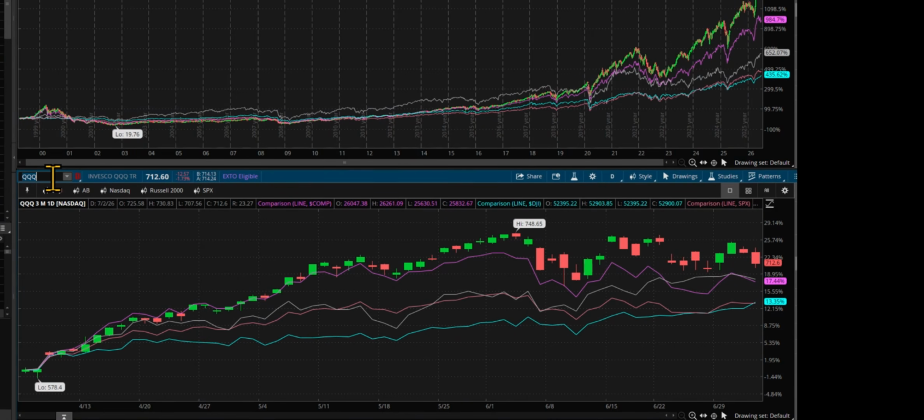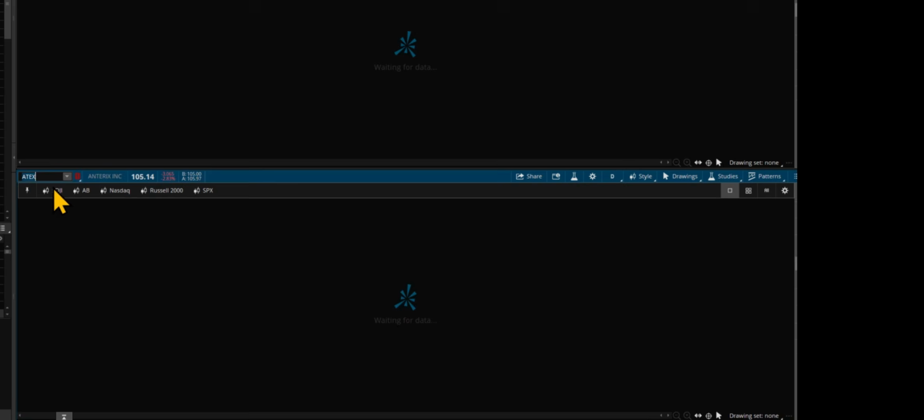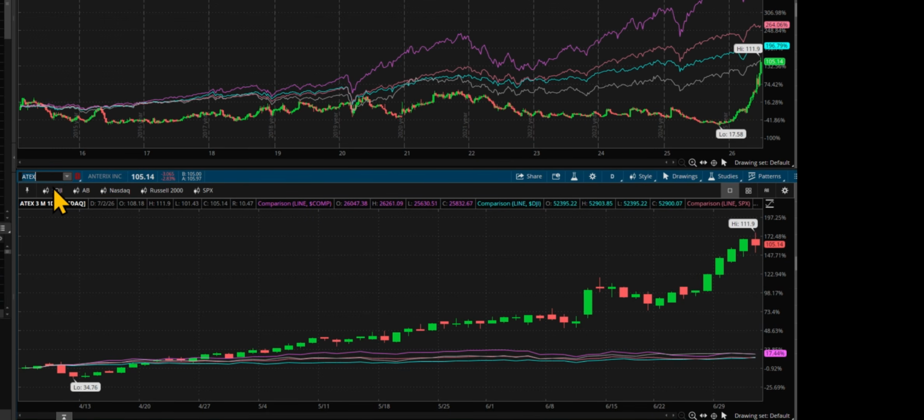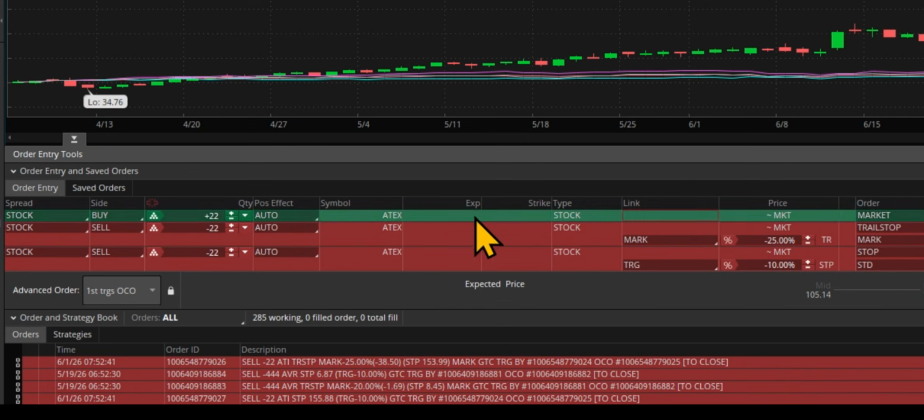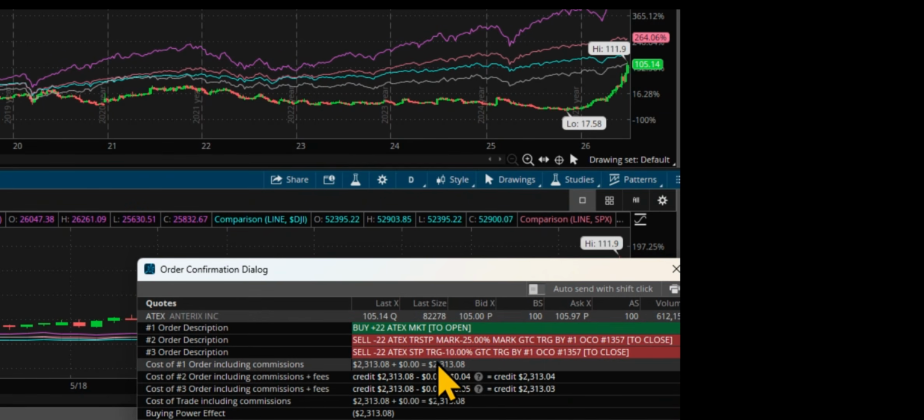I'm toggling now to a 401k type account because for stock trades, it's more tax efficient to buy individual stocks in a 401k type account and buying ETFs in a post-tax account. So here's ATEX. Definitely trajectory's going up here. Let's go ahead and buy it. It's also down 2.83. So I'm going to buy more than I normally buy because it's down. Right click, buy 22, good enough, confirm and send.